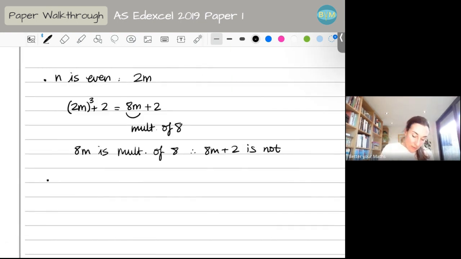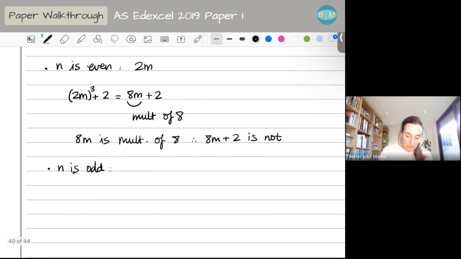When n is odd, and I would recommend you to write a lot in the proof questions. I'm not writing a lot so as not to take a lot of time, but in proof questions you have to write well your conclusions, your assumptions, don't skimp on writing things. If n is odd, that means I can write it as 2m plus 1. I'm going to cube that and add 2 and see what happens.